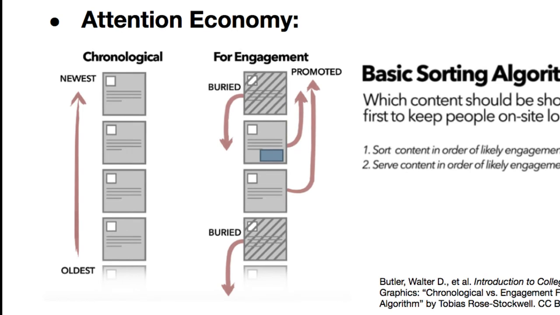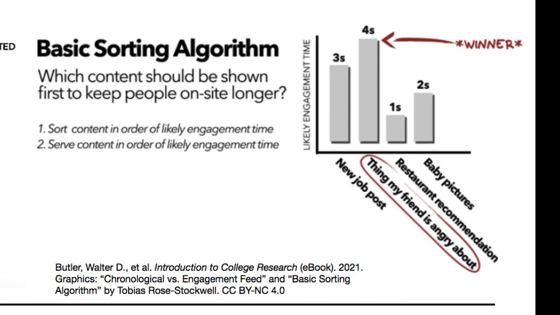So instead of stories being organized in chronological order, which puts the newest stories on top, the stories with the highest likelihood of engagement, which again are the ones which invoke a strong or negative response, are promoted to the top of your social media feed. While more lighthearted posts, such as restaurant recommendations or baby pictures, are typically buried towards the bottom. The second graphic also shows a basic sorting algorithm that shows four different types of social media posts. The one that invokes a negative response, thing my friend is angry about, has the highest engagement time of 4 seconds, and because of this, social media algorithms automatically promote posts like this to the top of your feed.